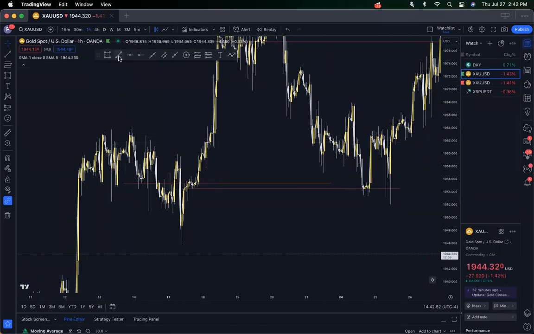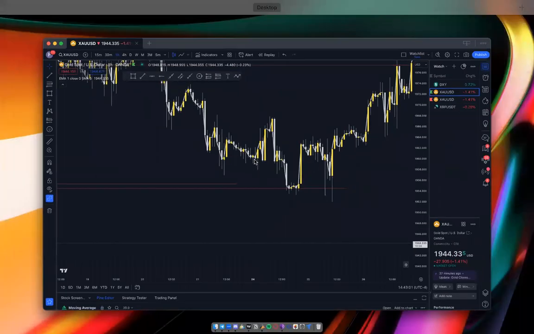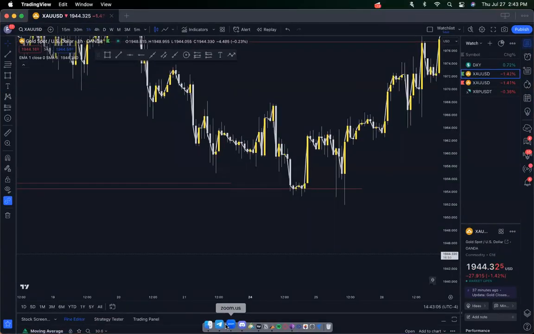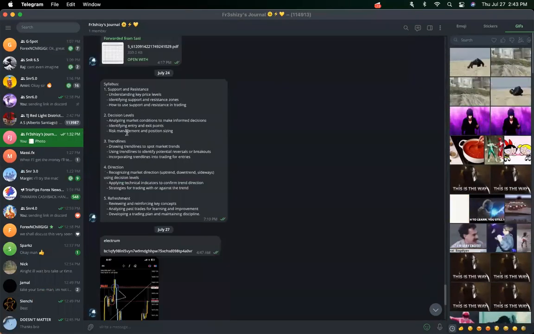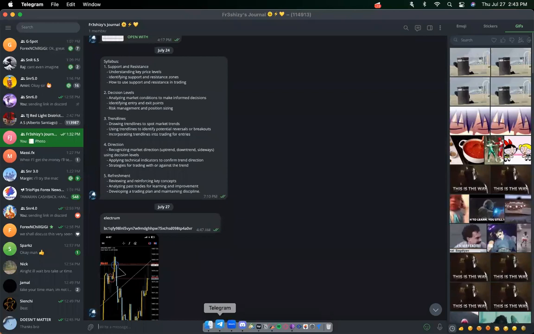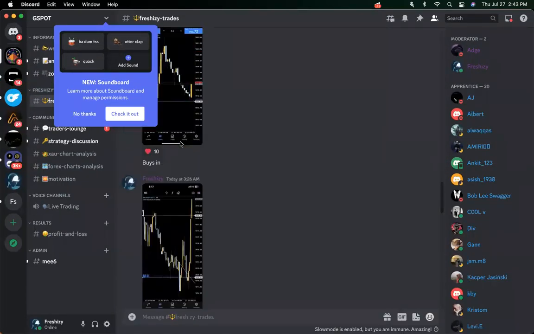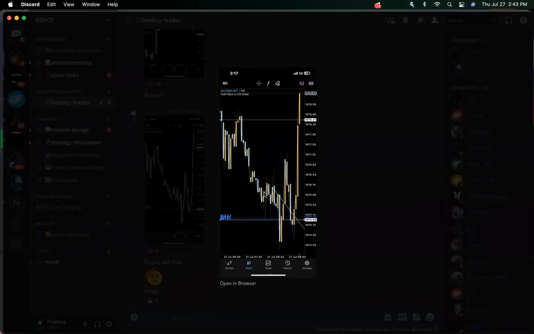There's also the earlier one. The earlier one you showed on the Telegram, where you had an M5 trend line. Which one? Let me see. No, that's Discord. This one? Yep. Yeah. So that, okay, good.